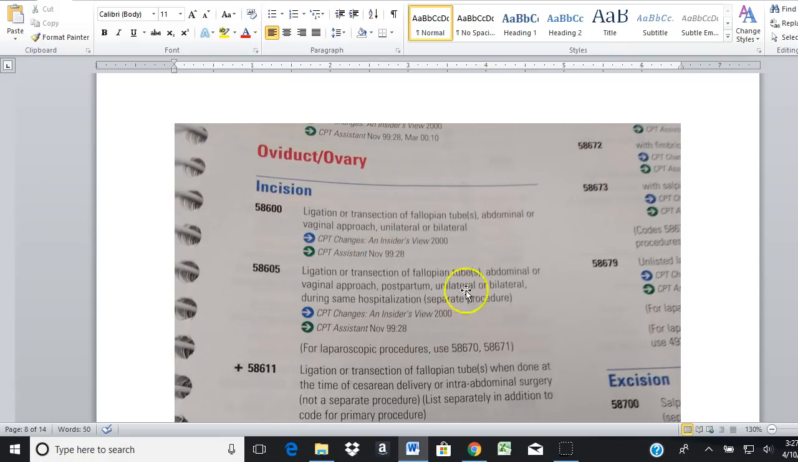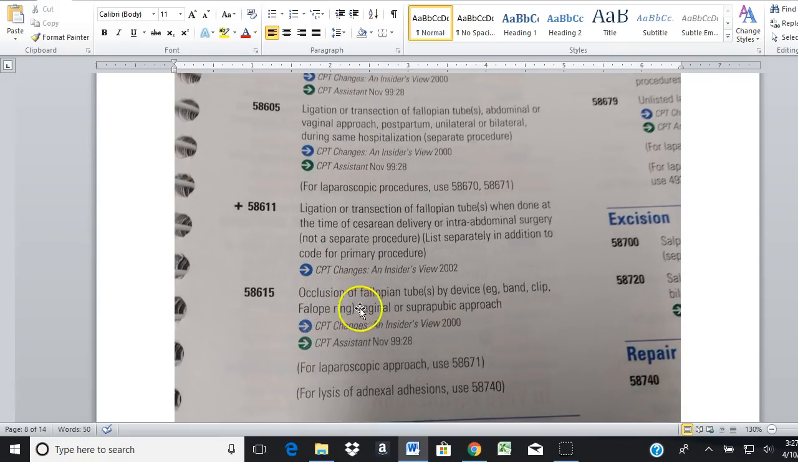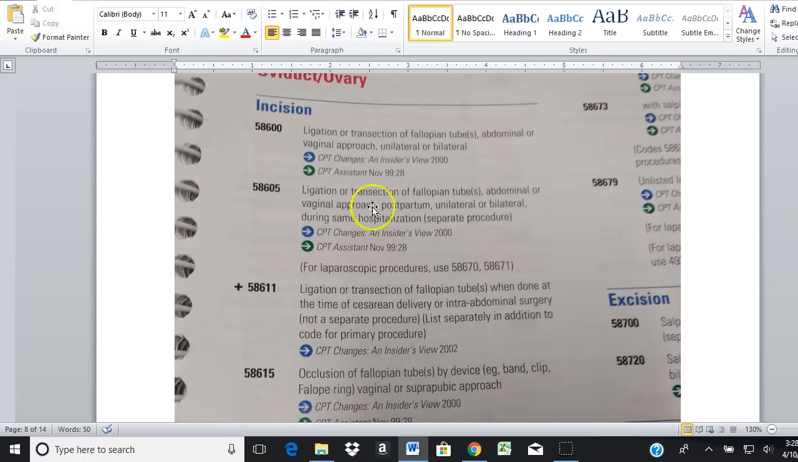Because we have the transection ligation over here, or we have the occlusion of the fallopian tubes by a device like a band or a clip. So these procedures up here go for all the different types of procedures that involve cutting, tying, cutting, burning, cutting, sealing, cutting, suturing. It's when we're cutting and then doing something else. The occlusion of the fallopian tubes by device is a device that goes on the outside of the actual fallopian tubes. Now, here's the thing. The occlusion of the fallopian tubes and the normal ligation or transection of the fallopian tubes can be reversible. It's not always a successful reversal, but it can be reversed.